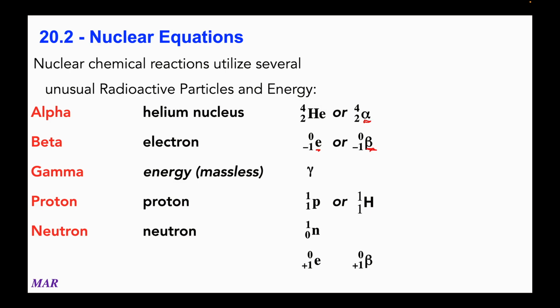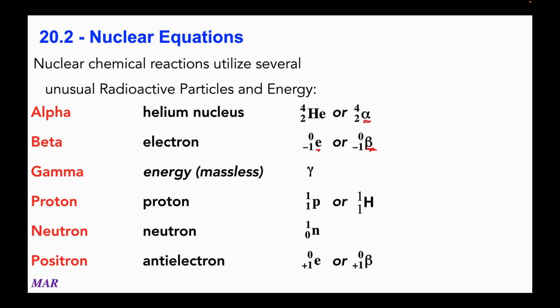Now, neutrons have no protons, so the lower left-hand number is 0. Protons plus neutrons would be 0 plus 1, or 1, so 1-0-n is the symbol for the neutron. And finally, the best for last, the wildest of all of these particles is called the positron. And the positron is an anti-electron.